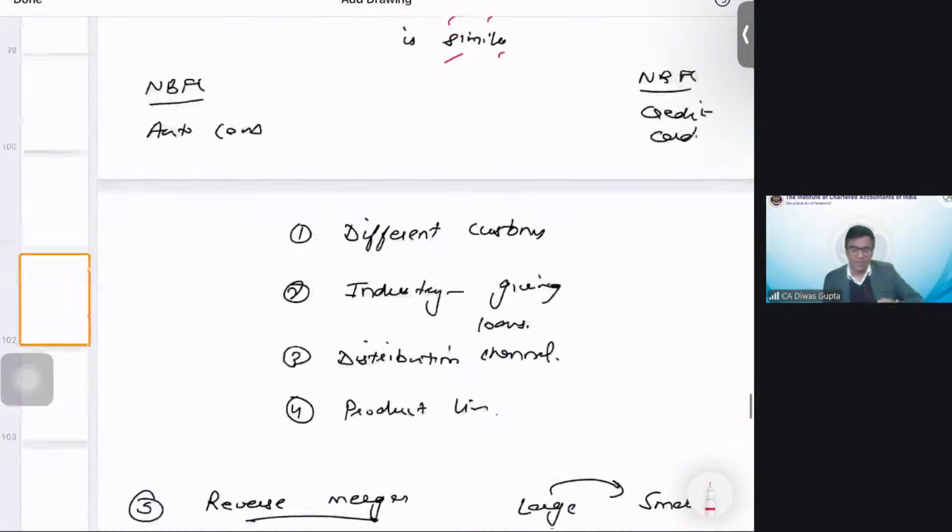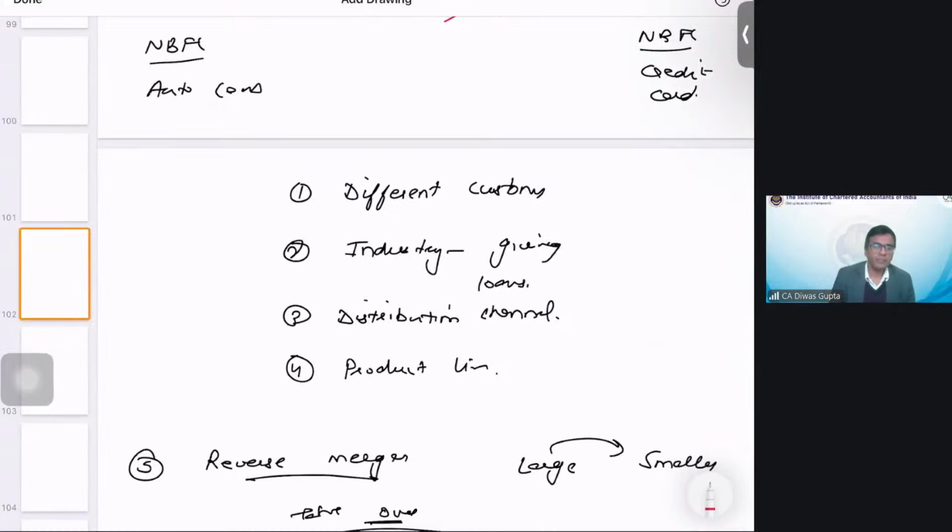Now let's understand this with the help of an example. Let's say there are two NBFCs. One is in auto loans, meaning automobile loans, and the second one is into credit cards. Now, if you see, their customers are different, right? Because the customers have specific needs. One is for personal financing, the second one is automobile financing. But they are part of the same industry, which is giving loans.